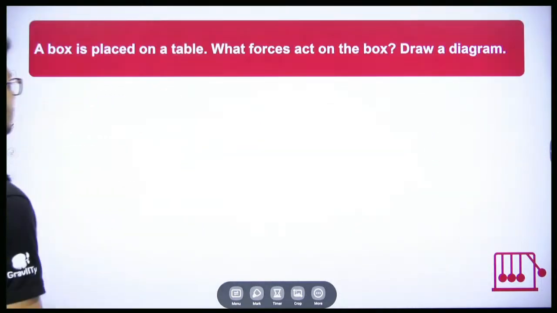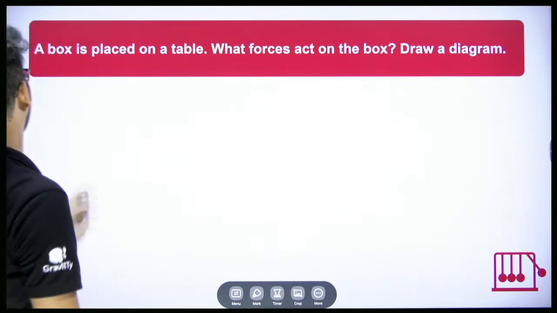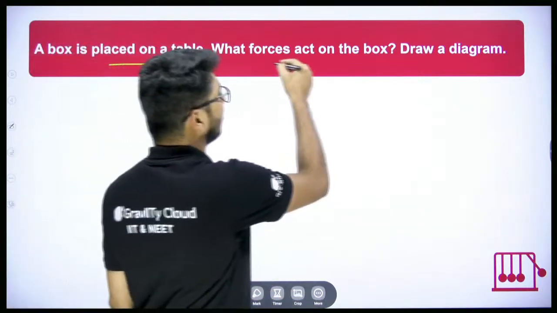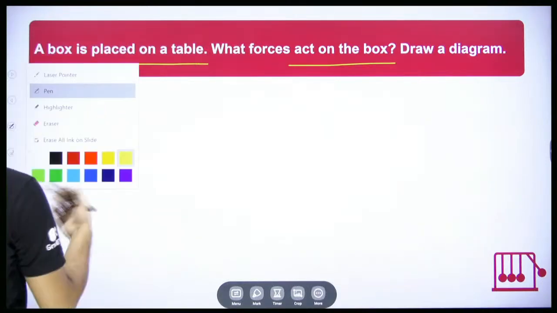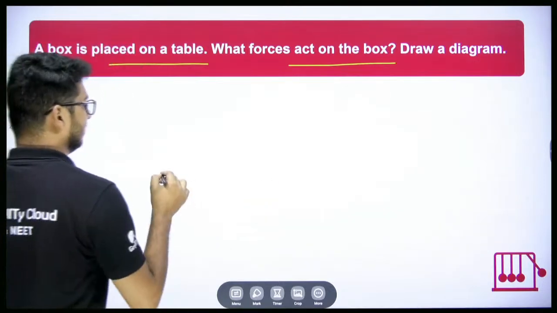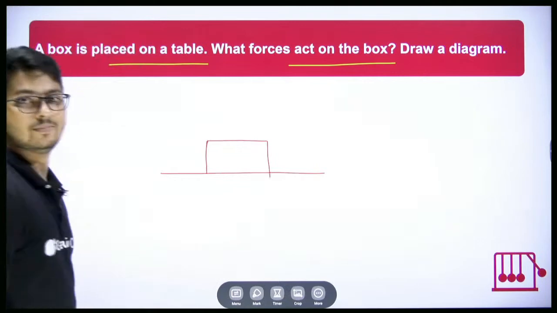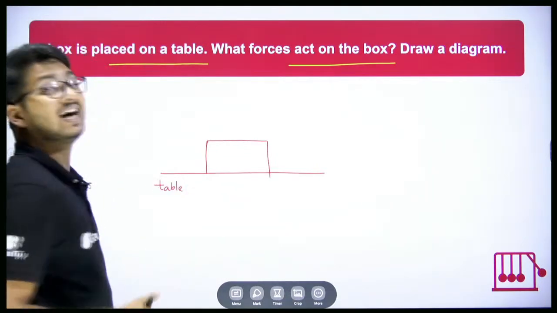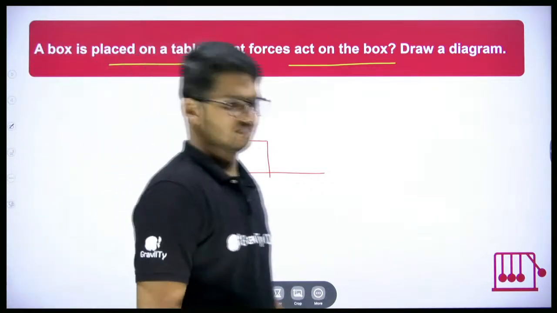Okay, that's good. So another question here, one final question for today's class. A box is placed on a table. What forces act on the box? Draw a diagram. So this question is about different types of forces acting. We will not be finding net force. So there is a box placed on the table. Let's say this is a table. So what are the forces acting? Everyone, what forces will act?